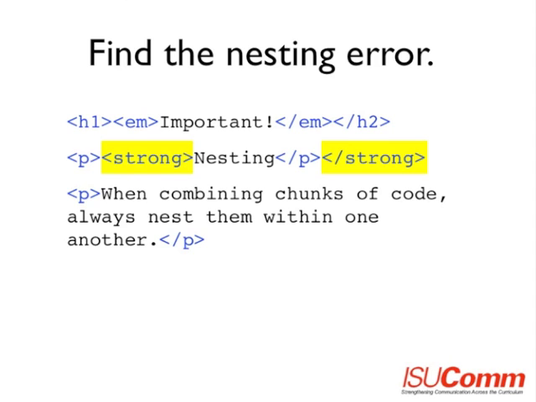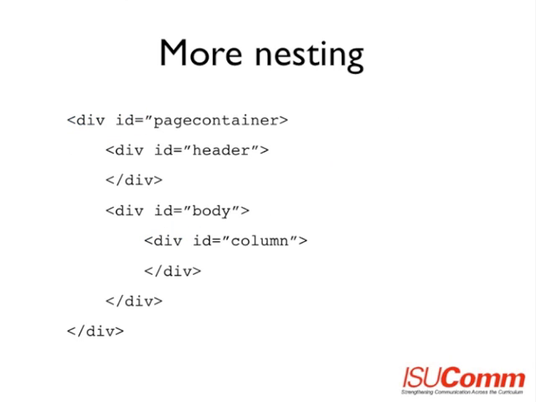Another example of this is when we start working with divs. And div tags are basically just blocks that help us organize our content on a web page. In this case, they all have different IDs to help us understand which one is which. If we look at this first one, the div ID called page container, that div is not closed until that final tag at the end there. So it's not nested within anything.